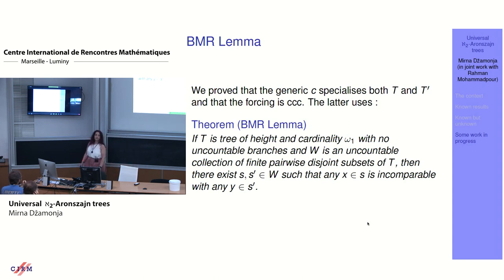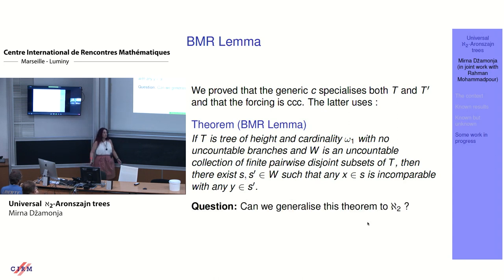If we have a tree of height and cardinality omega 1 with no uncountable branches, and if somebody gives us an uncountable family of finite pairwise disjoint subsets, then there are two of them, S and S prime, such that no element of the first one is compatible with any element of the second one. So that helps you when you do the delta system lemma. The delta system lemma produces this, and then you can put them.